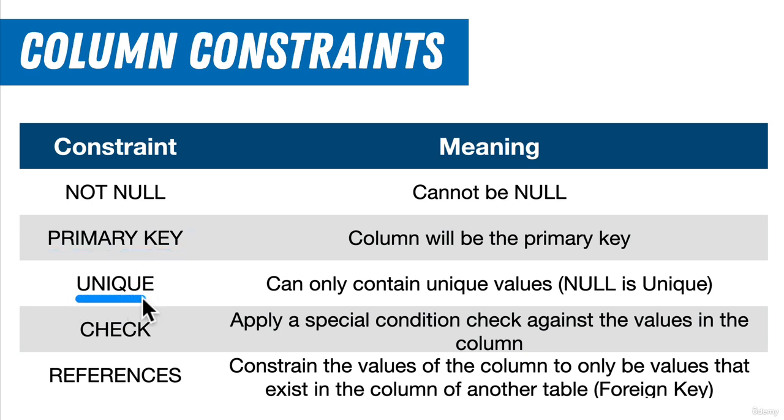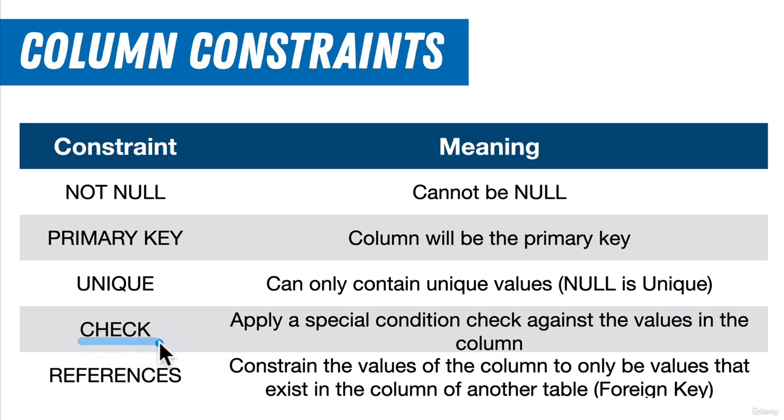And then we have the unique constraint. What the unique constraint says is that it can only contain unique values. So you can only have unique values in this column. They can't overlap with any other values. And null is considered unique. You can't just fill in anything. It has to be a unique value. Null is considered to be unique as well. Remember that. No null is the same.